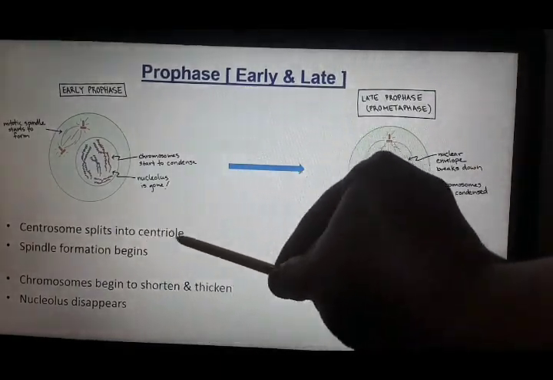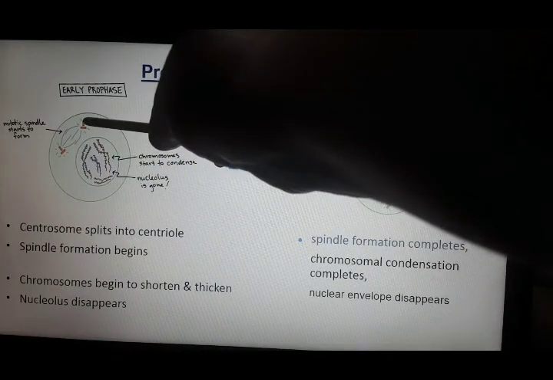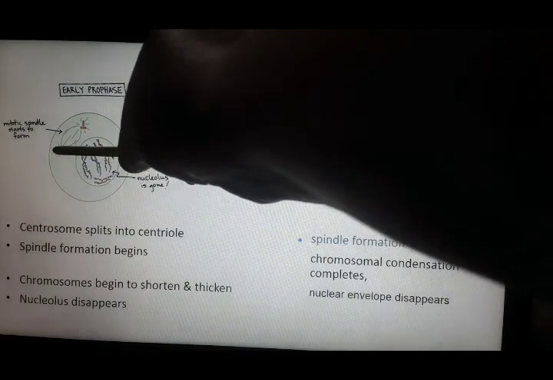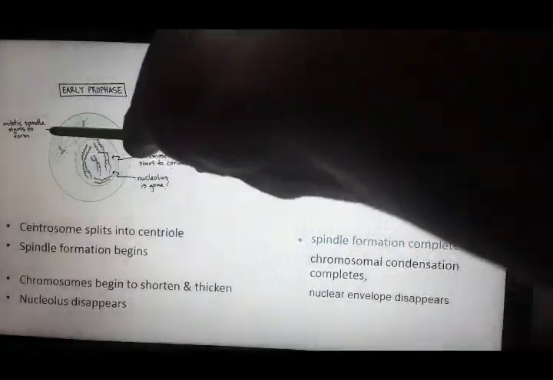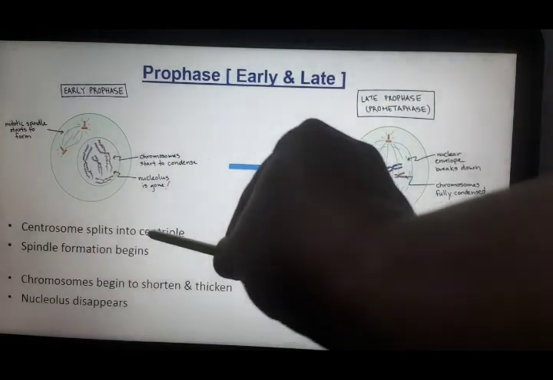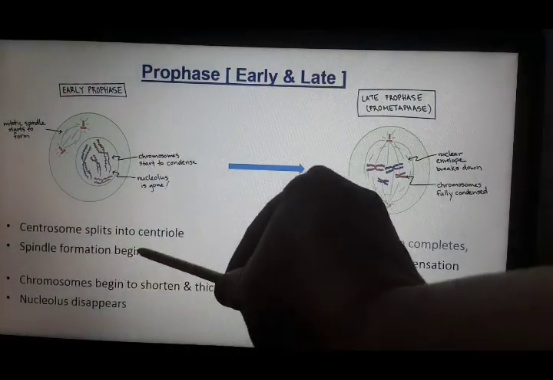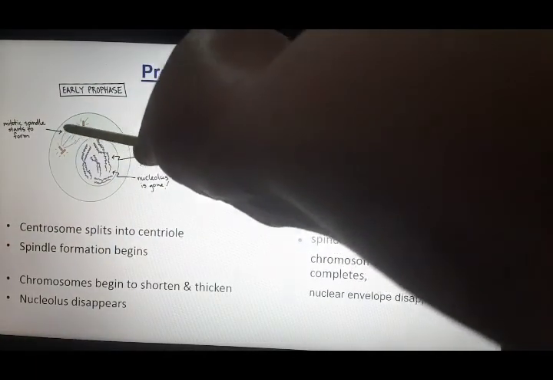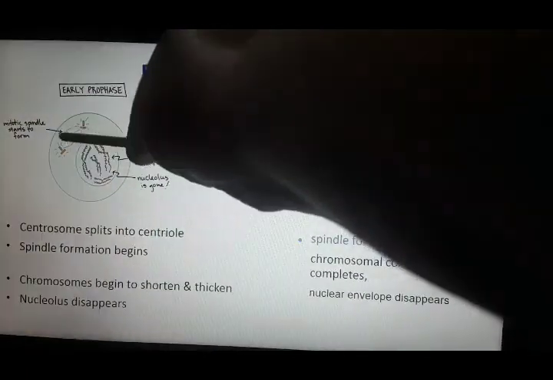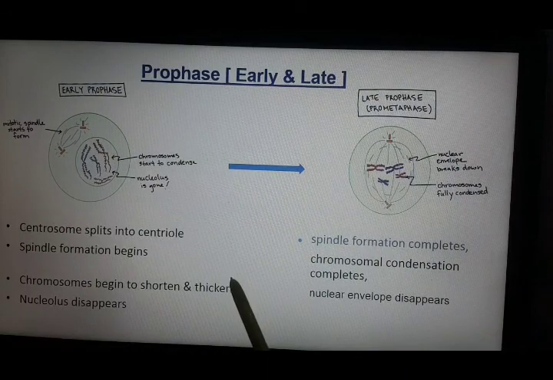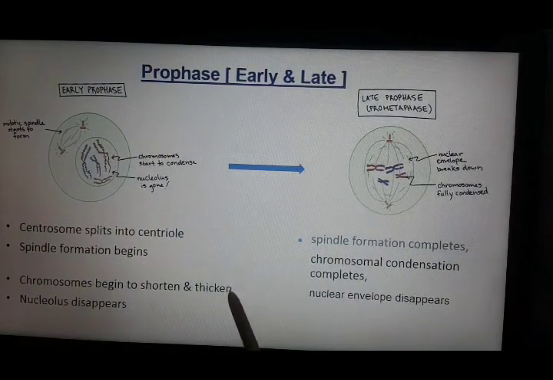Centrosome splits into centriole. So you see that one centrosome was earlier present and now it is divided into 2. Once it is divided, you start calling it centriole. Spindle formation begins. That means, if you can see, there are small microtubules which are joined together to form spindle, and this is just the beginning. They are not formed completely.